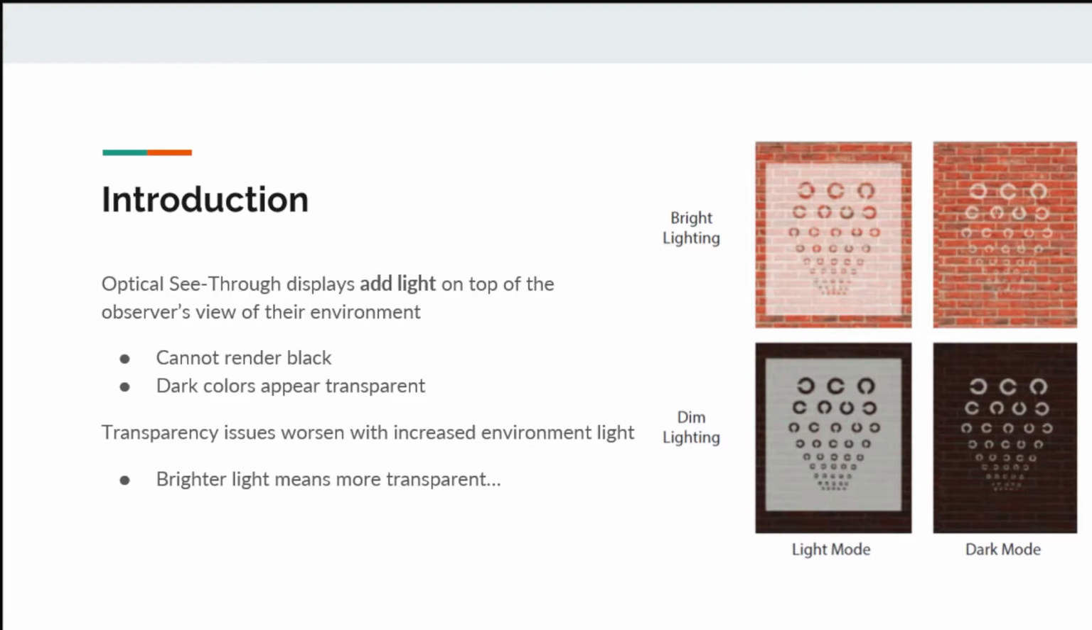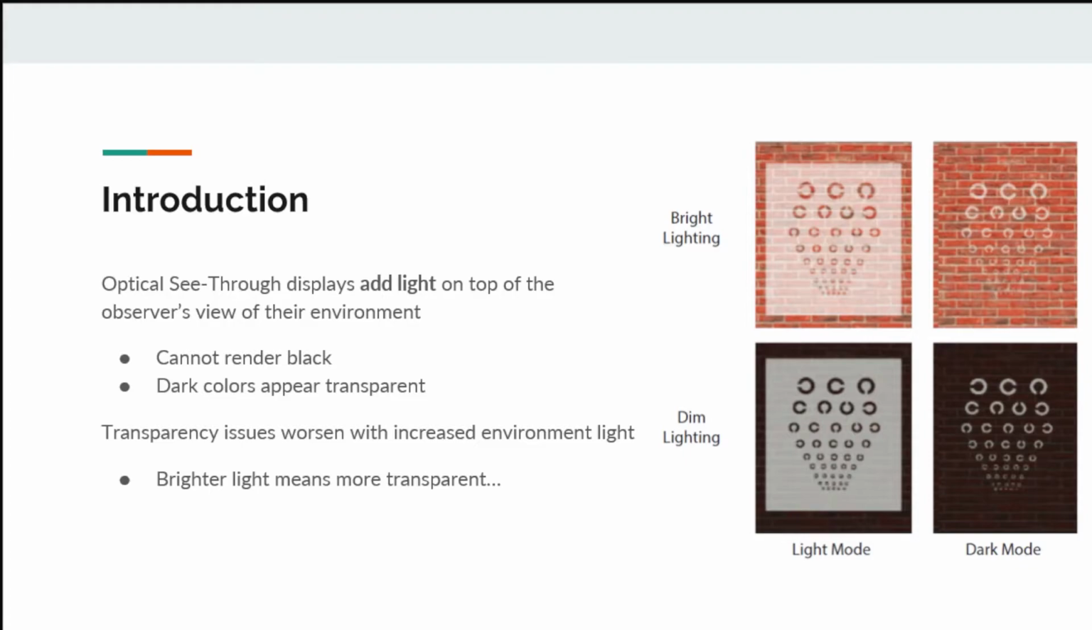Past research has typically investigated how these problems affect user perception of user interfaces, where increased transparency can cause decreased legibility of text and decreased performance in visual search tasks. This makes designing UIs for these types of displays difficult. However, this problem may potentially extend to other types of imagery shown on optical see-through displays besides just user interfaces.